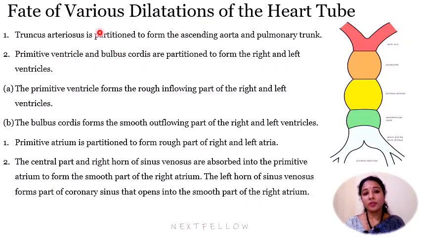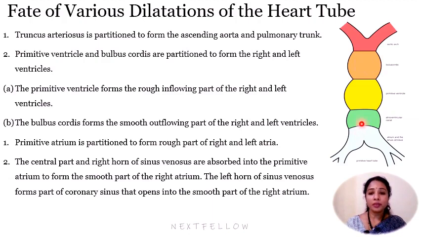So the fate of various dilatations of the heart we already discussed. Truncus arteriosus forms a partition, which later forms the ascending aorta and pulmonary trunk. Truncus arteriosus is here, primitive ventricle is here, and bulbus cordis. This forms the rough part, this forms the smooth outflow part. The primitive ventricle later gets partitioned to form right and left ventricles, and forms the rough inflowing part of the right and left ventricles. Bulbus cordis forms the smooth outflow part of the right and left ventricles.